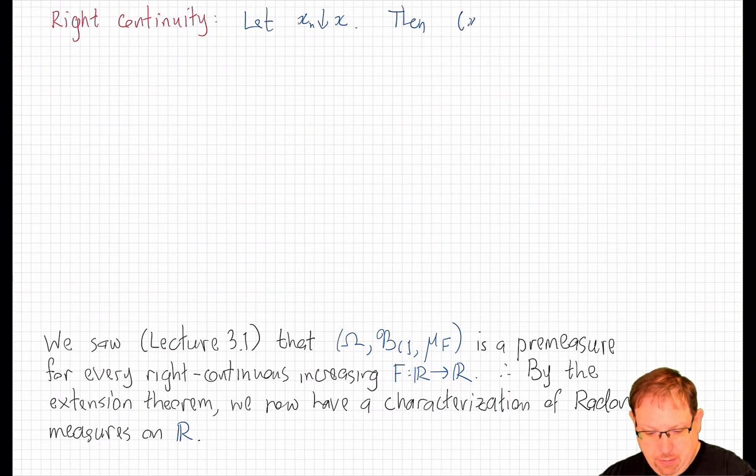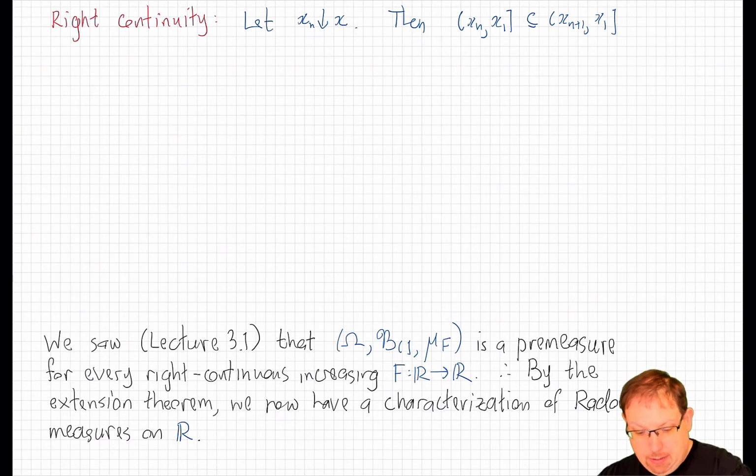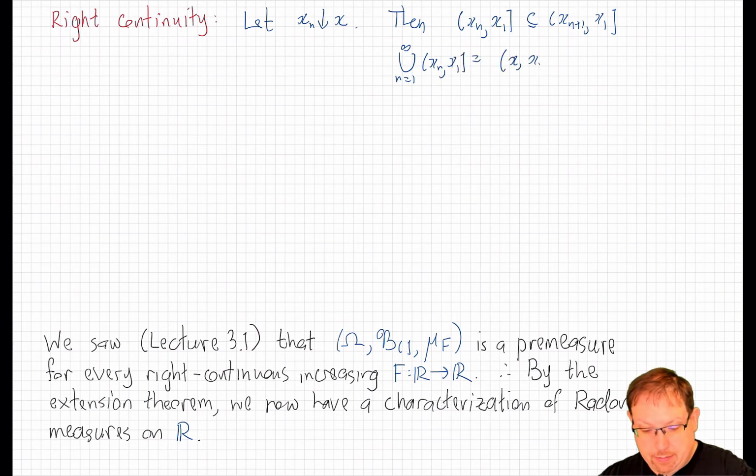Then if I take the interval from xn up to, let's say, x1, the first term in this decreasing sequence, that will of course be contained in the interval from xn+1 up to x1, because xn+1 is less than or equal to xn. Moreover, by the convergence here, we get that the union of the intervals is equal to the interval from the limit x up to x1. Well, that means that this sequence of sets increases to the set from x up to x1.